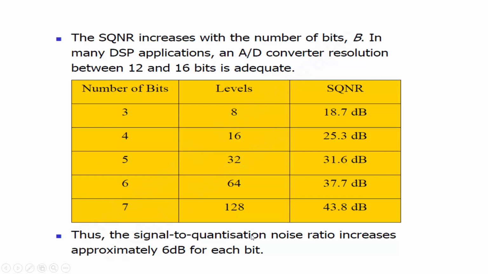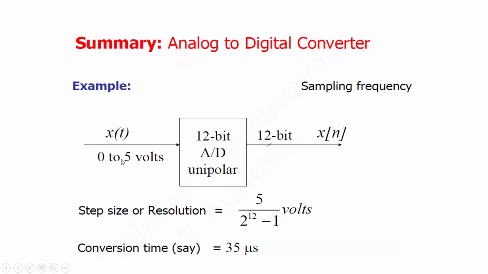Thus, the signal to quantization noise ratio increases approximately 6 dB for each bit. This is a very important result of what we have derived. So basically, let's look at the summary. What we have done till now, we have tried to look at the analog to digital conversion process.